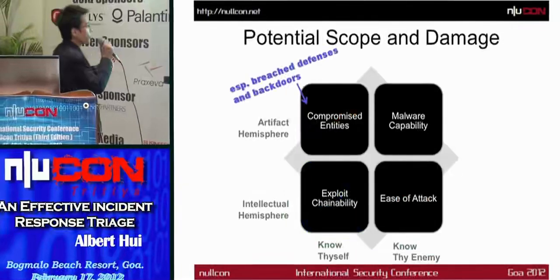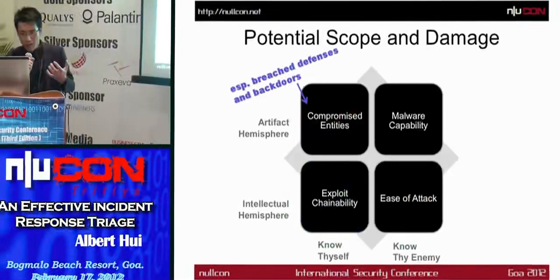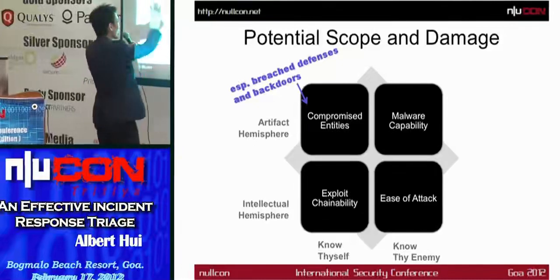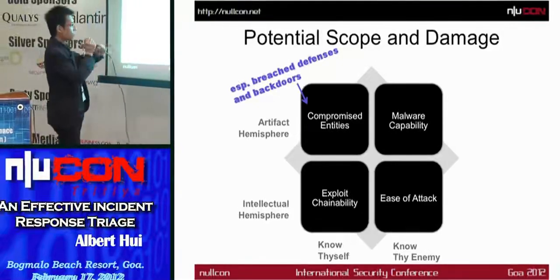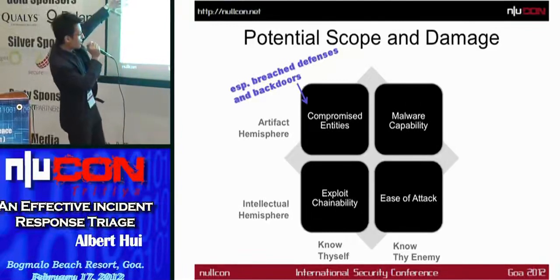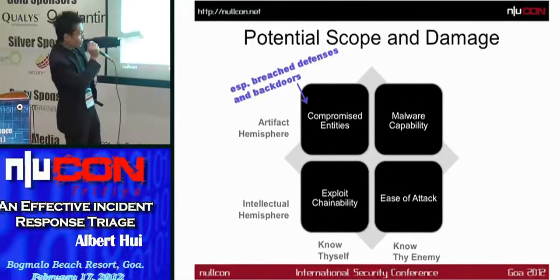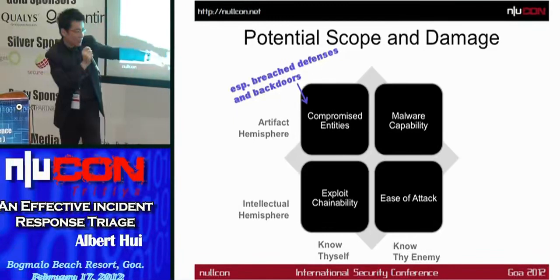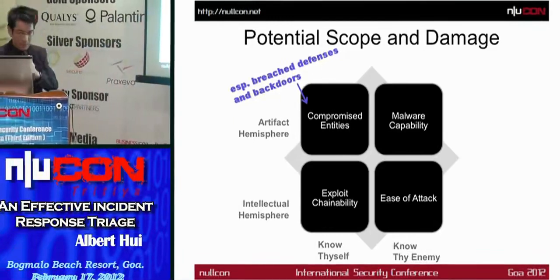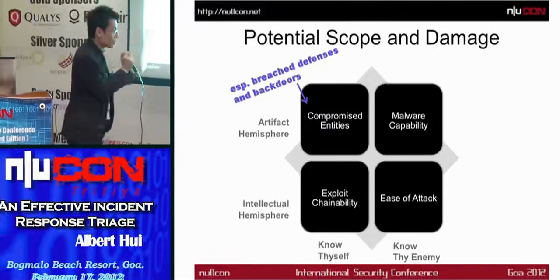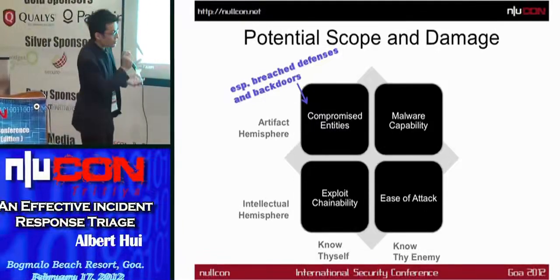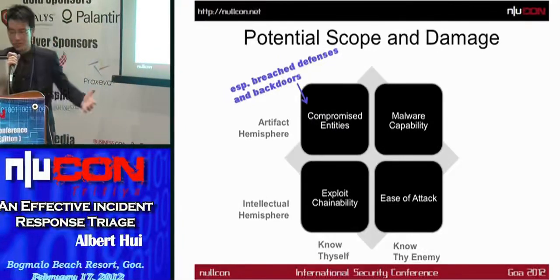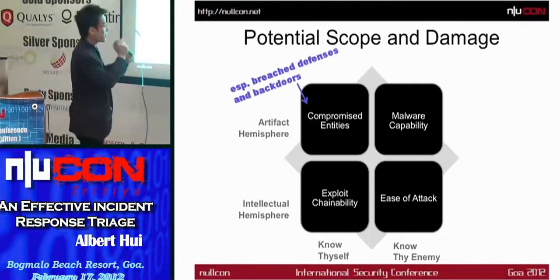Now, to look at potential scope and damage, I present a four-quadrant model. This four-quadrant model has two dimensions. First is the artifact hemisphere and the intellectual hemisphere. And on the left are things that are about yourself, and on the right are factors that belong to your enemies. It would be tempting to throw out the Chinese Sun Tzu war analogy, you know, know yourself and know your enemy kind of stuff, but I would refrain from that.